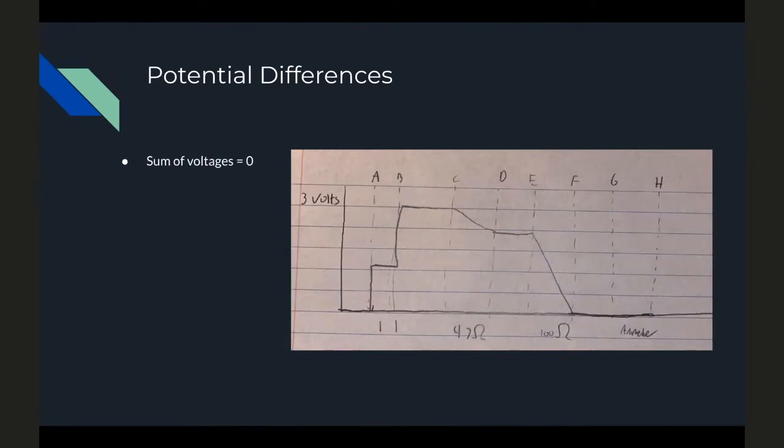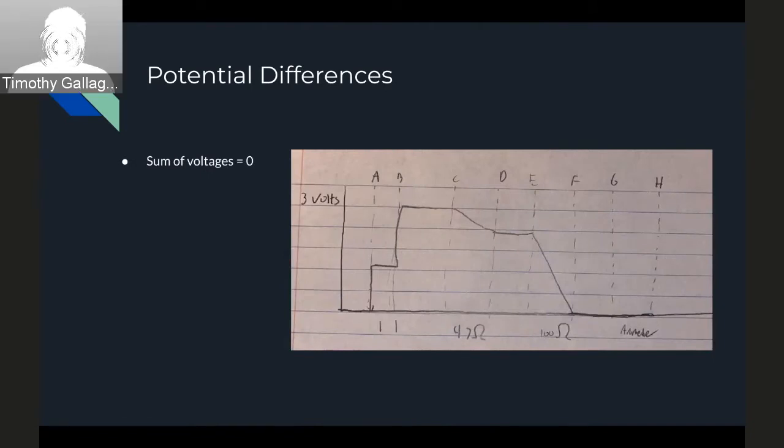Here is the graph of the potential differences with the positions throughout the circuit. It is important to note that the sum of all segments sum to 0 as expected prior to our observations.